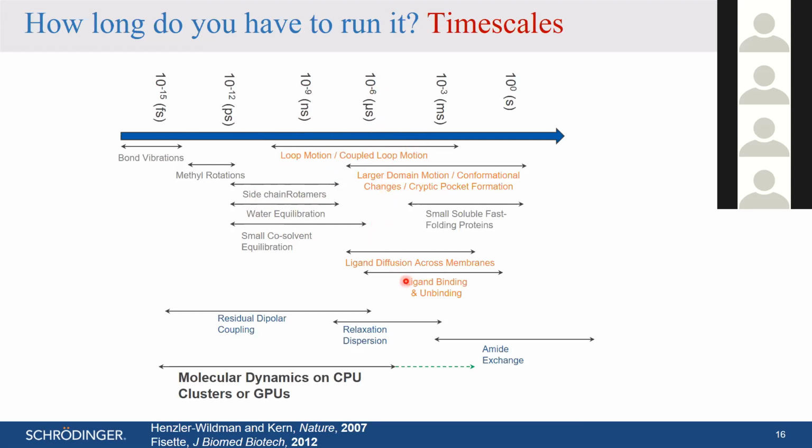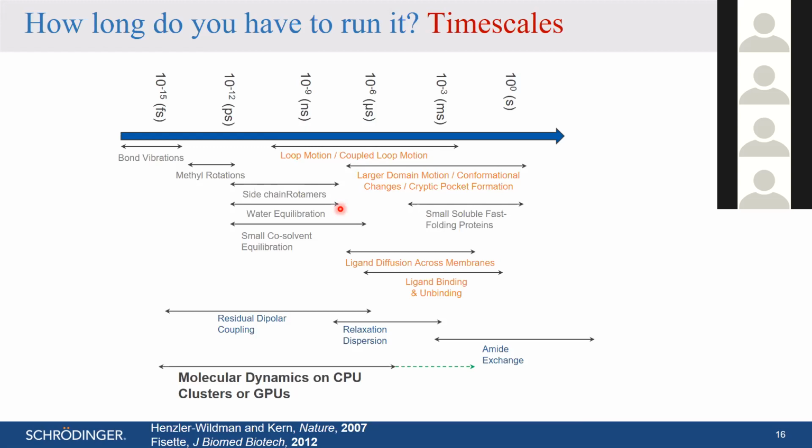And if you want to look at ligand binding and unbinding, that is, you don't know where the ligand is, you have the ligand outside the protein, and you want to understand how the ligand goes into the protein, then you have to do the calculation for microseconds to milliseconds. But in your case, you already know that the ligand is docked inside the protein, and all you're trying to do is understand the stability of the ligand in the protein. And for that, all you have to do is do simulations for 50 nanoseconds or 100 nanoseconds.